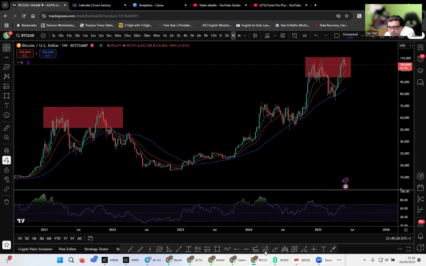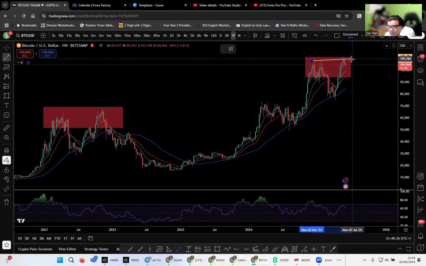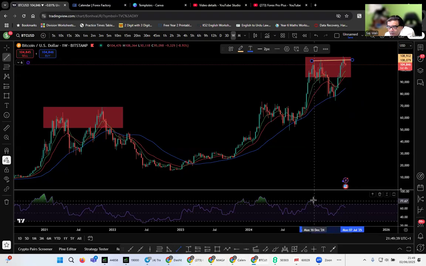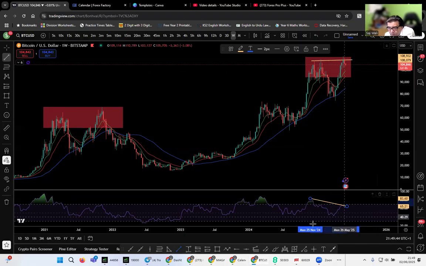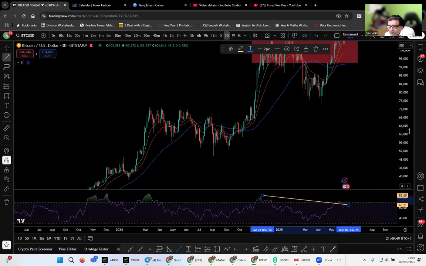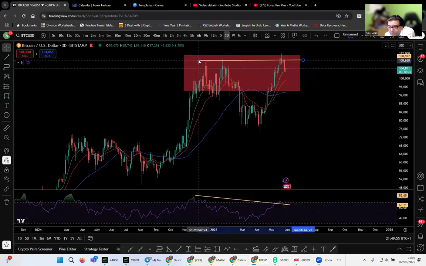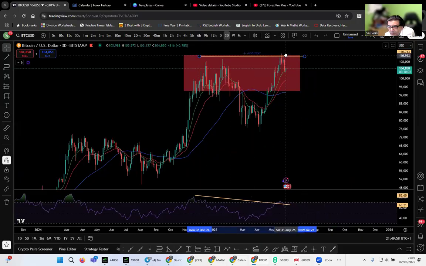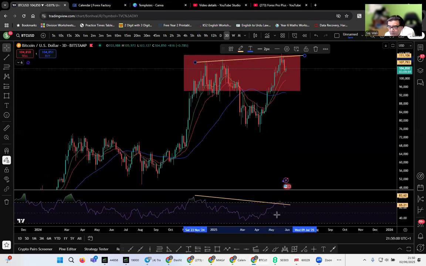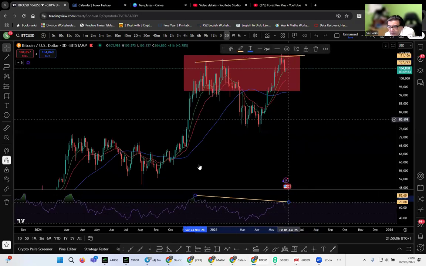Also, in weekly, there's a divergence here. So there's a possibility the market can come down from here. In daily, there's a clear divergence in daily as well. So this is the situation.